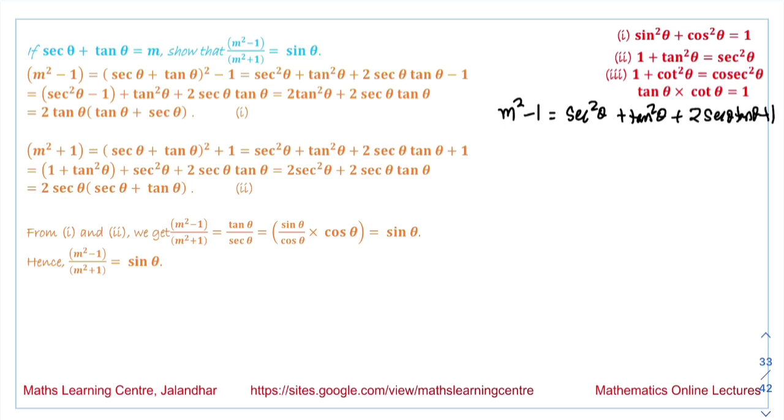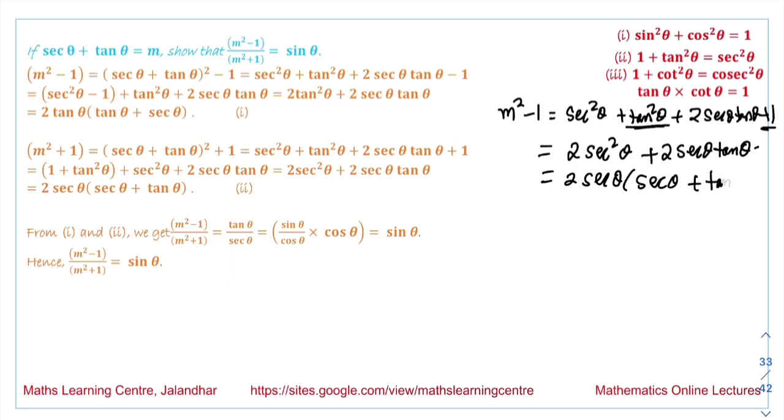tan theta plus 1. Now tan square theta plus 1 is equal to secant square theta, so we get 2 times secant square theta plus 2 secant theta tan theta. If we take 2 secant theta common, we are left with secant theta plus tan theta. This is the value of m square plus 1.